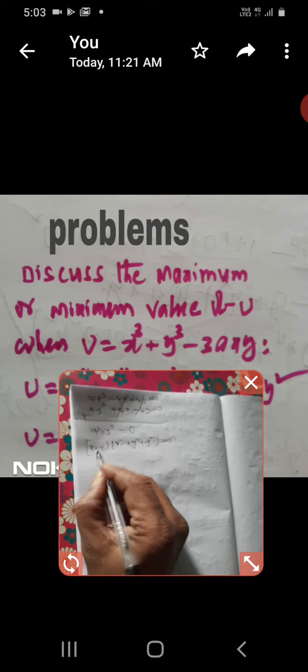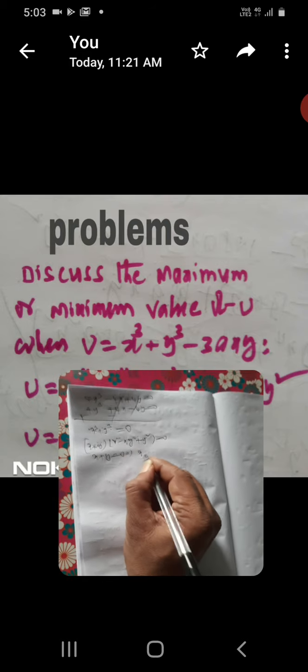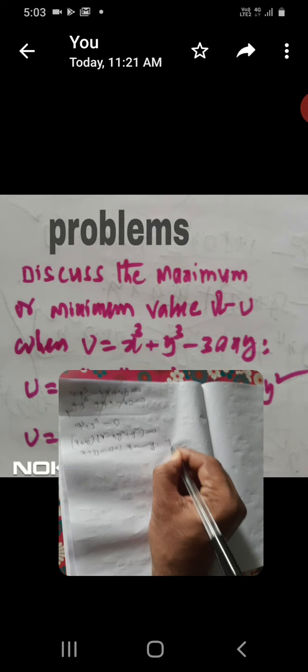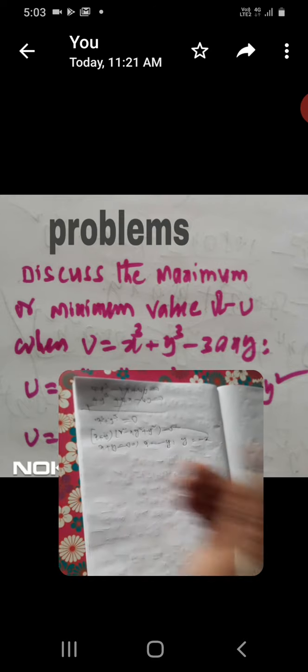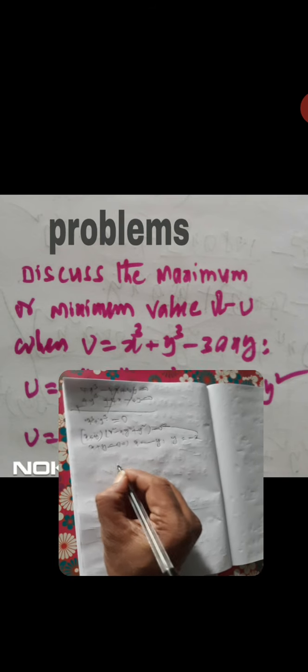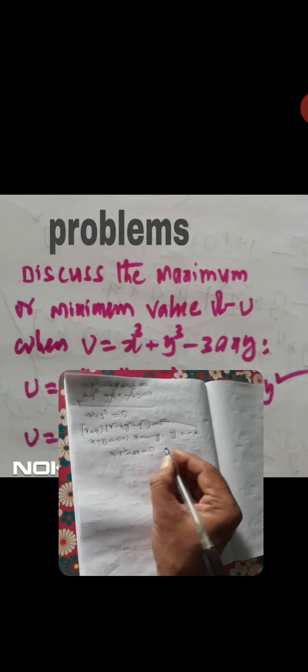Now, x plus y is equal to 0, so x is equal to minus y, or y is equal to minus x. Substitute y is equal to minus x here: 4x cube minus 8x is equal to 0. Now 4x is common: x square minus 2x is equal to 0.